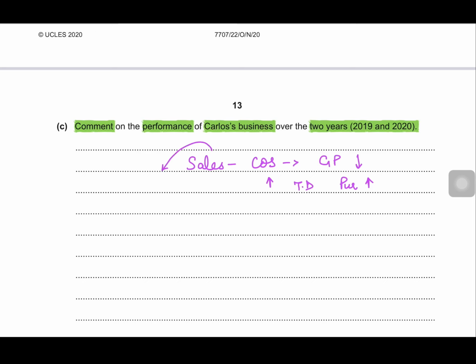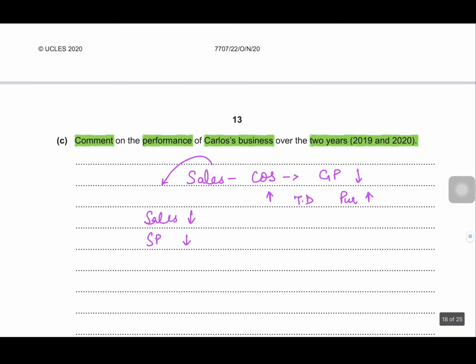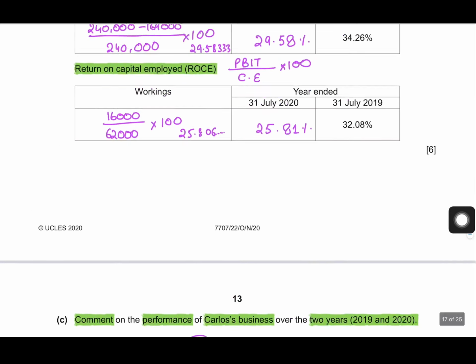Or you can also say that sales might have fallen, the selling price must have fallen, which has resulted in a falling gross profit and a falling GP margin as well. I'll be showing you the full answer as well, but let's brainstorm right now.